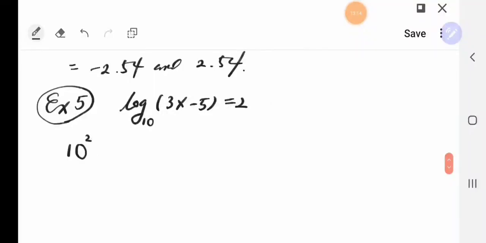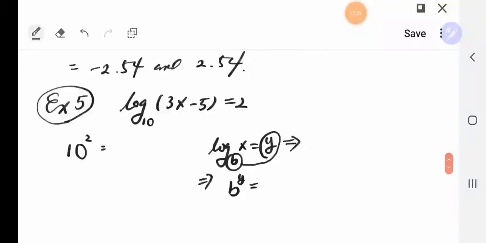Do you remember this? Logarithm base b of x equals, say, y. This means base b, written in exponential form, and the exponent of the base b will be the other side, y, is equal to what is inside the logarithm. So we can use this formula. Base 10 to the second power should be equal to inside the logarithm. Now we have removed the logarithm, so we can solve for x.